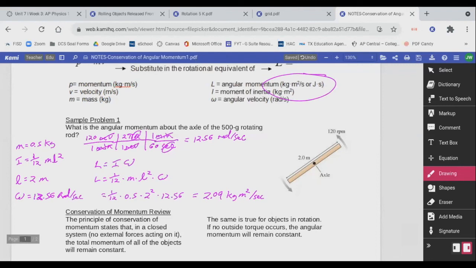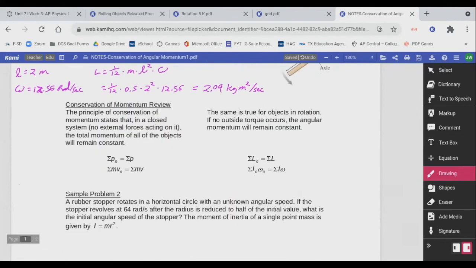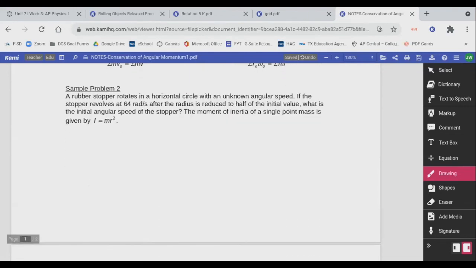The next one has kind of a fun twist to it, so I want to work number 2 with you. Here we have a rubber stopper rotating in a horizontal circle with an unknown angular speed. If the stopper revolves at 64 radians per second after the radius is reduced to half of its initial value, so we're going to reduce the radius, and we're looking for the initial value. What is the angular speed of the stopper?